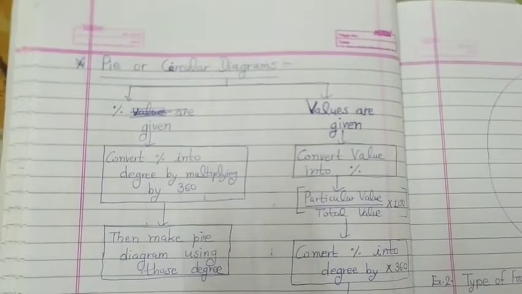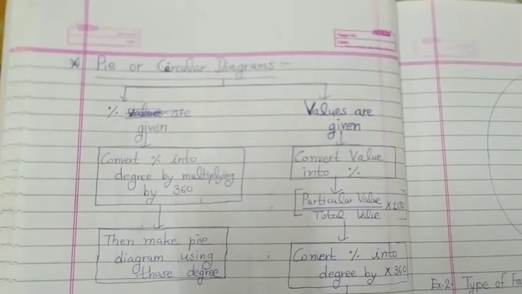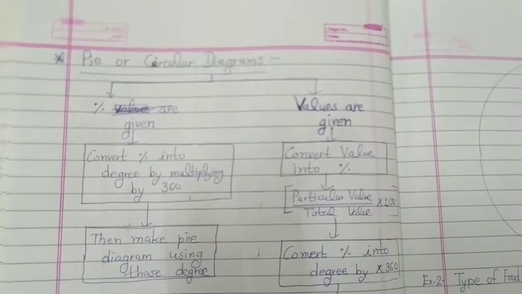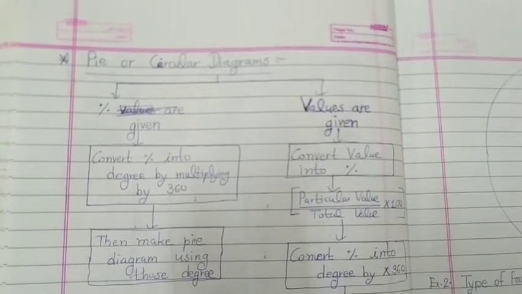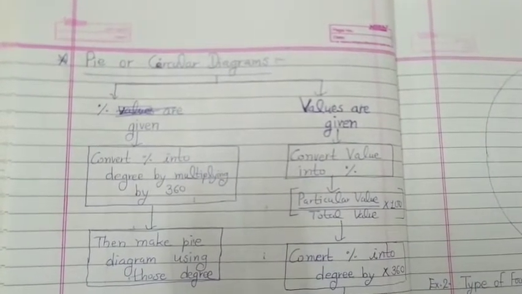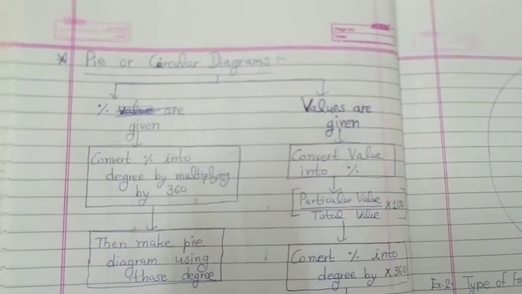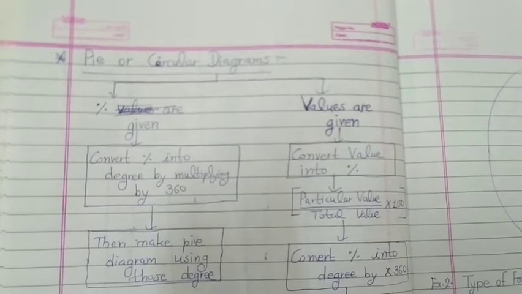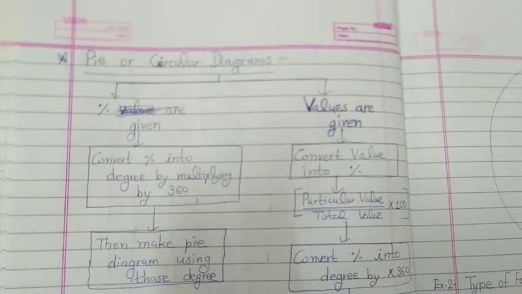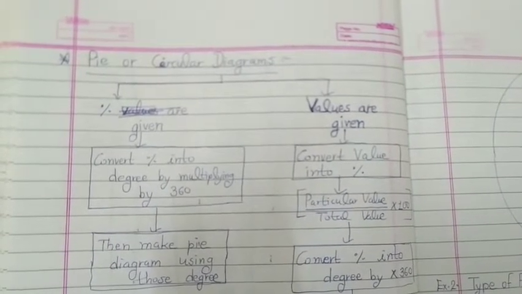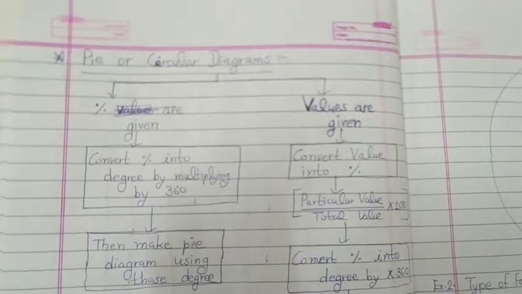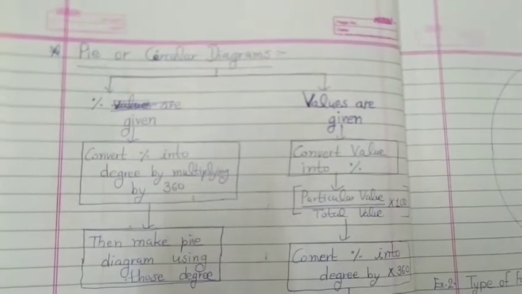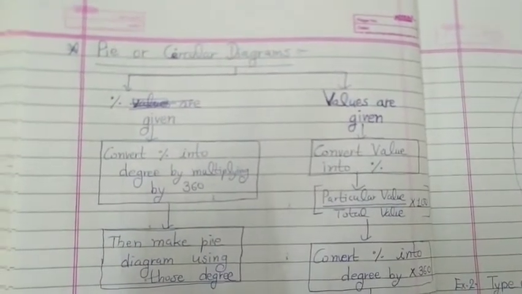Today we are continuing our chapter bar and pie diagram. We have completed all 5 types of bar diagram. Now we are moving to pie or circular diagrams. The questions of pie or circular diagrams can be asked in 2 ways. First, when percentages are given, and second, when values are given.